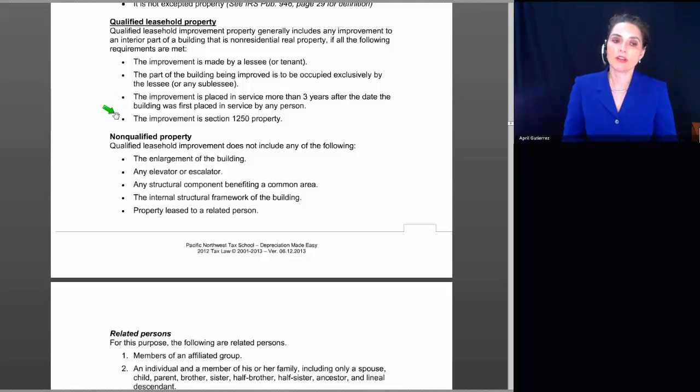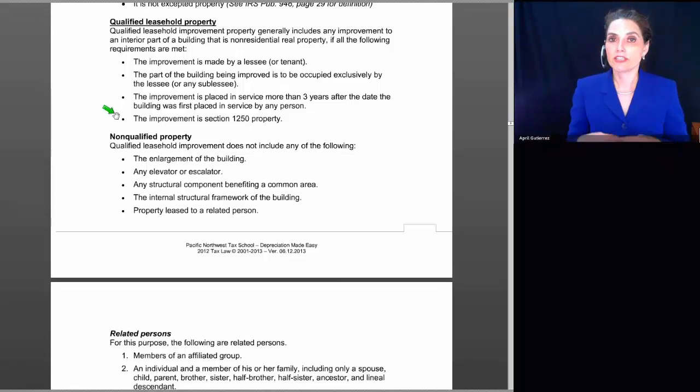So let's just say you are a tenant, you signed a 10-year lease on a commercial building, maybe for a retail establishment. And you go in there and you have to do a lot of finish work to the interior. You need to put in systems. You're spending a lot of money.